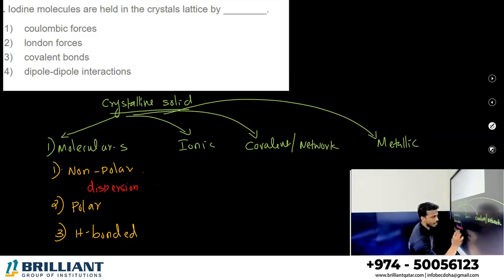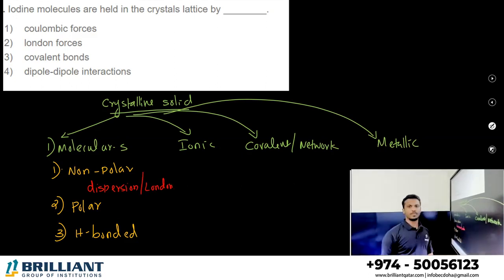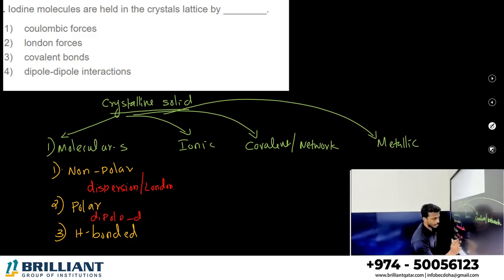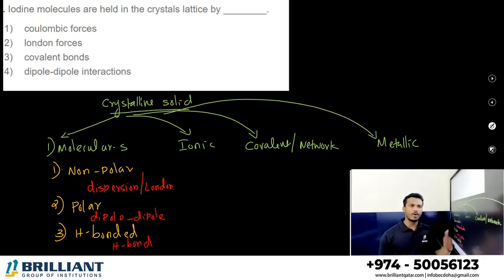Dispersion, or it is said to be London force. Dipole. So polar molecules are connected through which bond? Dipole-dipole interaction. Hydrogen bonded molecules are connected through hydrogen bond. Okay. And what about ionic bond? Ionic compounds are connected through ionic bond. It is also known as electrostatic force. Covalent molecules are connected through covalent bond. Metallic molecules are connected through metallic bond.